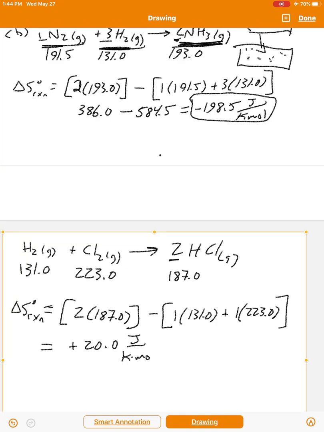So our answer is plus 20 joules per Kelvin mole. So a slight increase, right? A little more disorder, a little more entropy in this process. Not a big difference. It's a pretty small difference in entropy, but it is a little bit positive. Okay.